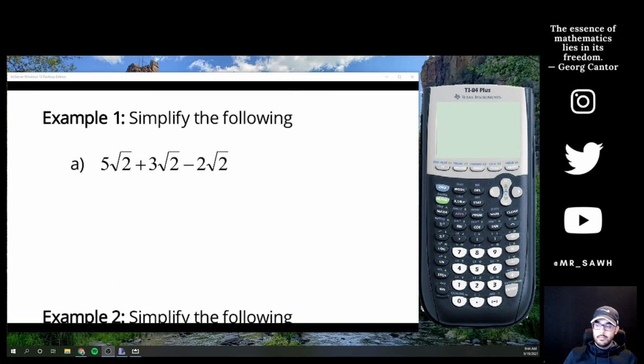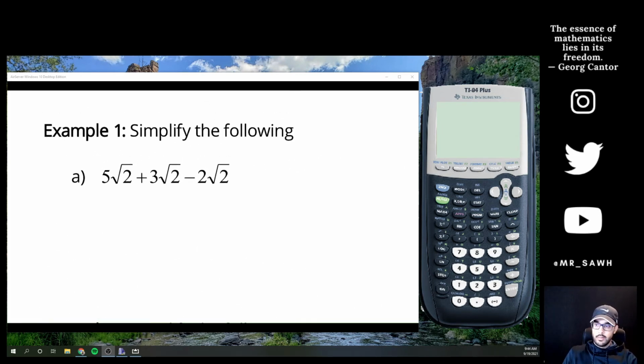So if you think about A, you've got 3 terms here, right? 5 root 2, 3 root 2, and a minus 2 root 2. We're going to put them all together. And the first thing you're going to notice is that all of them have a square root of 2. If you look at the radicands, they're all 2. All of the indexes tell you they're square roots, so this is a really, really nice one. You can just put them together.